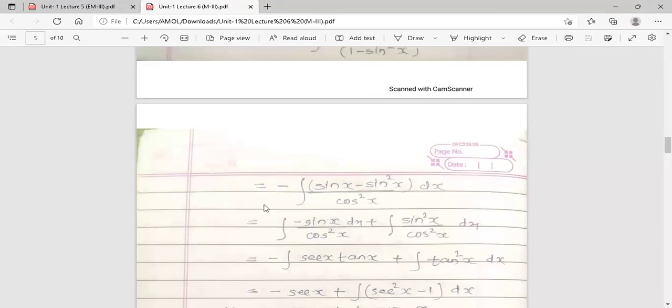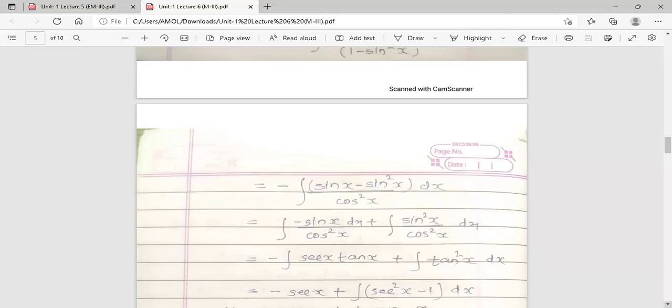So carry that minus sign: integration of minus sin x upon cos square x dx, this minus minus plus, integration sin square x upon cos square x into dx. So minus sign common, integration sin x upon cos square x. Sin x upon cos x is tan x. One cos function is there in the denominator because here it is the square of the cos function, so 1 upon cos means sec. So the simplification of sin x upon cos square x is sec x into tan x, minus sign as it is, plus sin square x upon cos square x is tan square x dx.